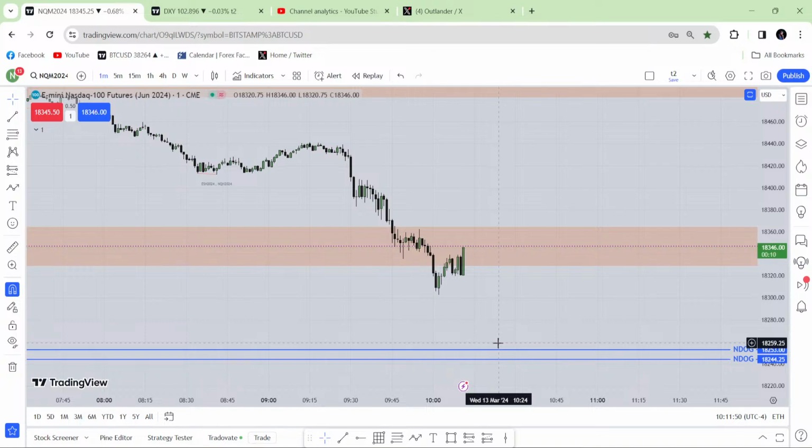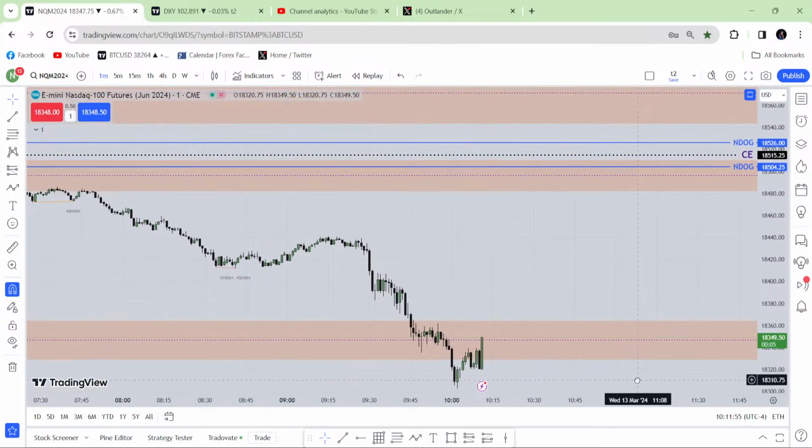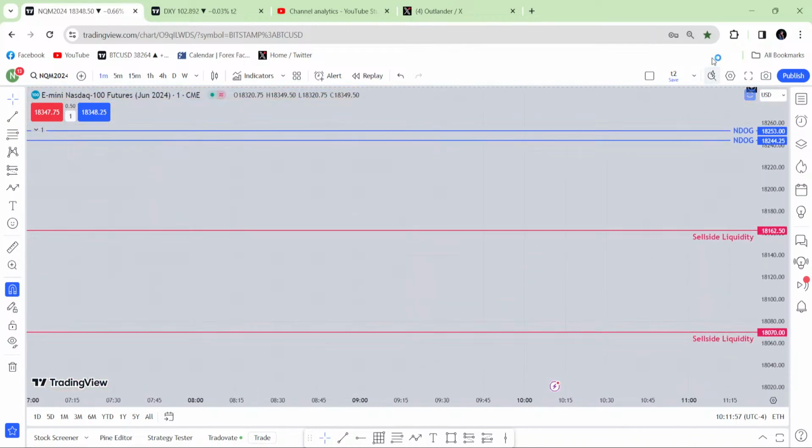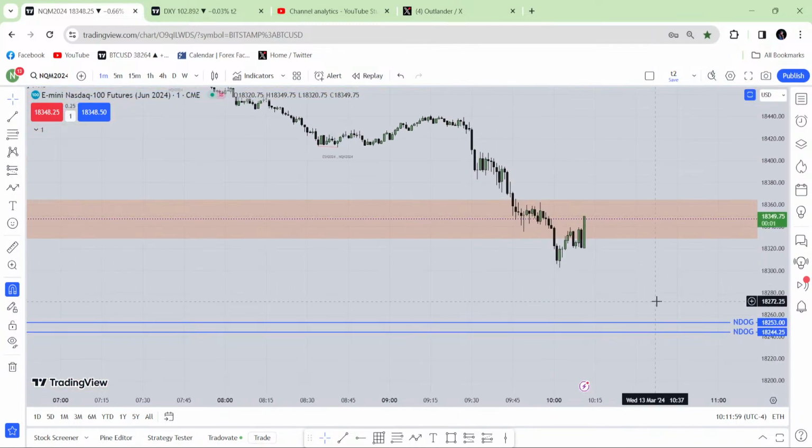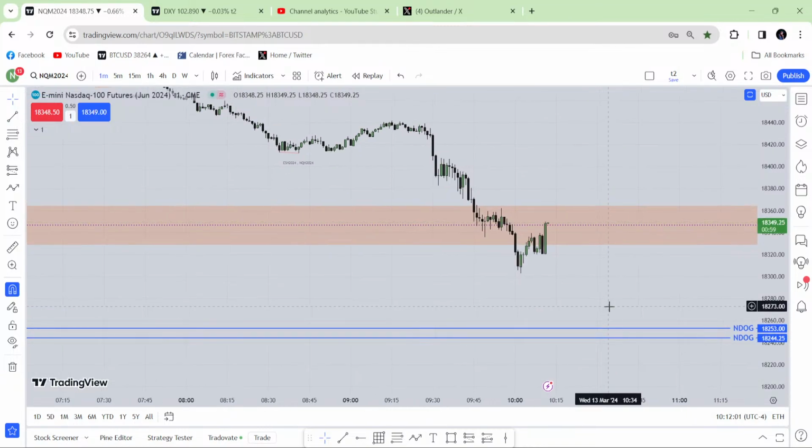Where is new week opening gap? I don't know where is new week opening gap, brother. Maybe I missed new week opening gap, but I should not miss it.